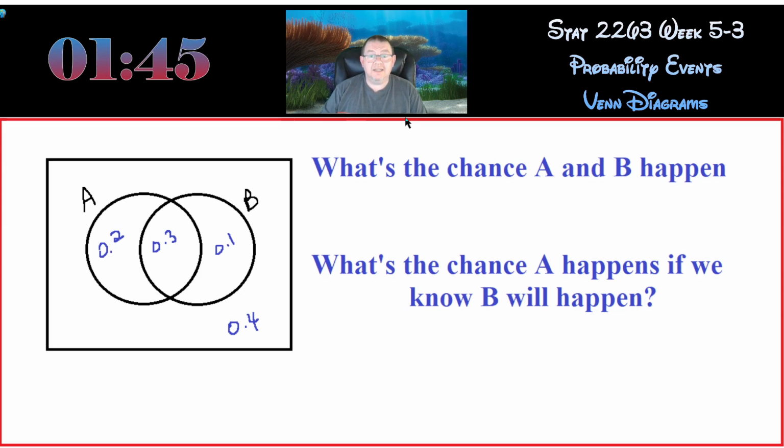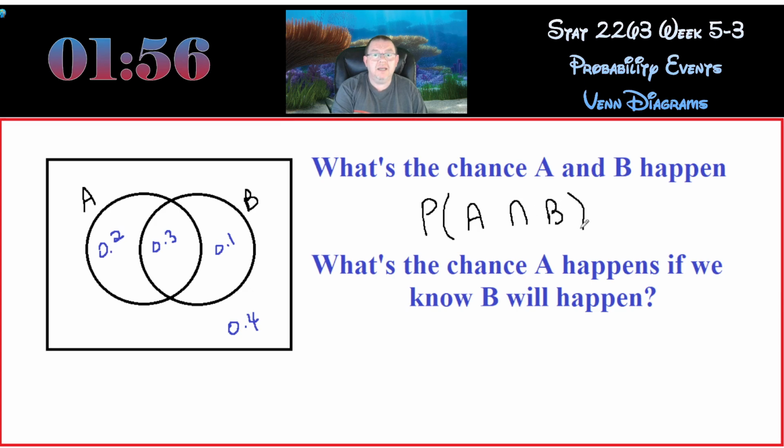What's the chance A and B happen? What's the chance they both happen? This, I am hoping you both recognize immediately, asks what's the probability of A intersect B? What's the probability of A intersect B? And that in this case would be a very easy 0.3.